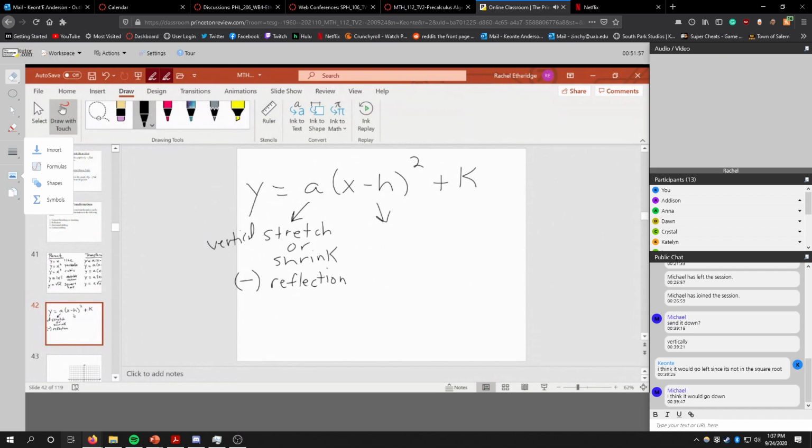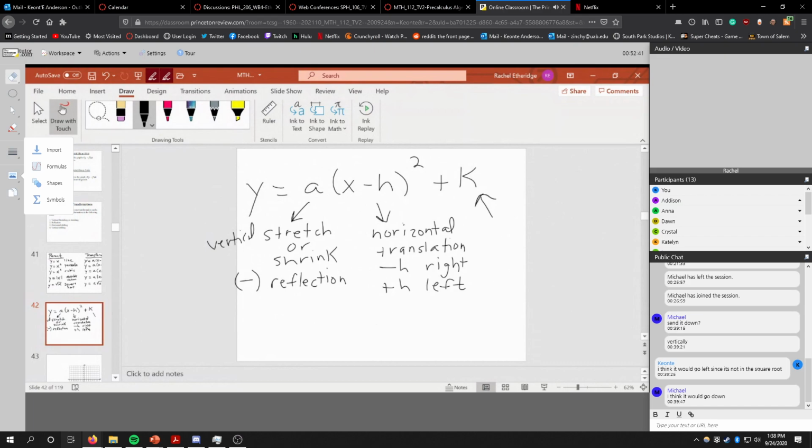Now, x minus h, this is your horizontal translation. Notice it's inside the parentheses. So minus h shifts to the right, plus h shifts to the left, always the opposite. Okay, you think about minus h should go to the left, but it doesn't because it's trapped in there with x. Anytime it's trapped in the parentheses, it's going to shift in the opposite direction.